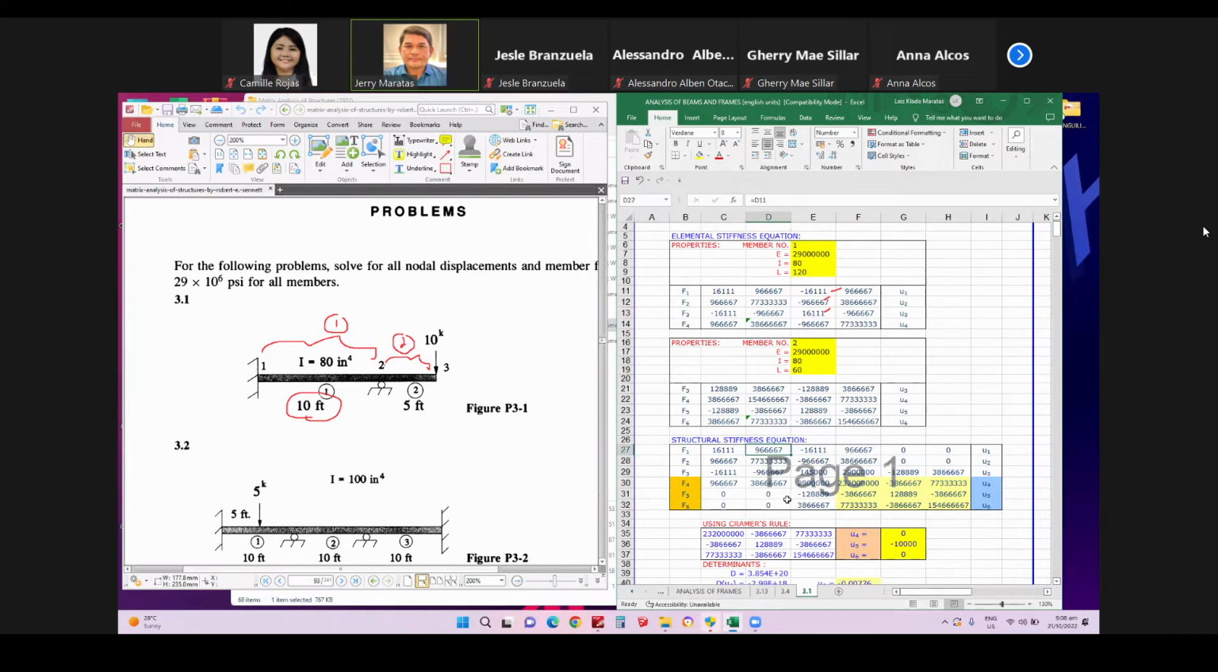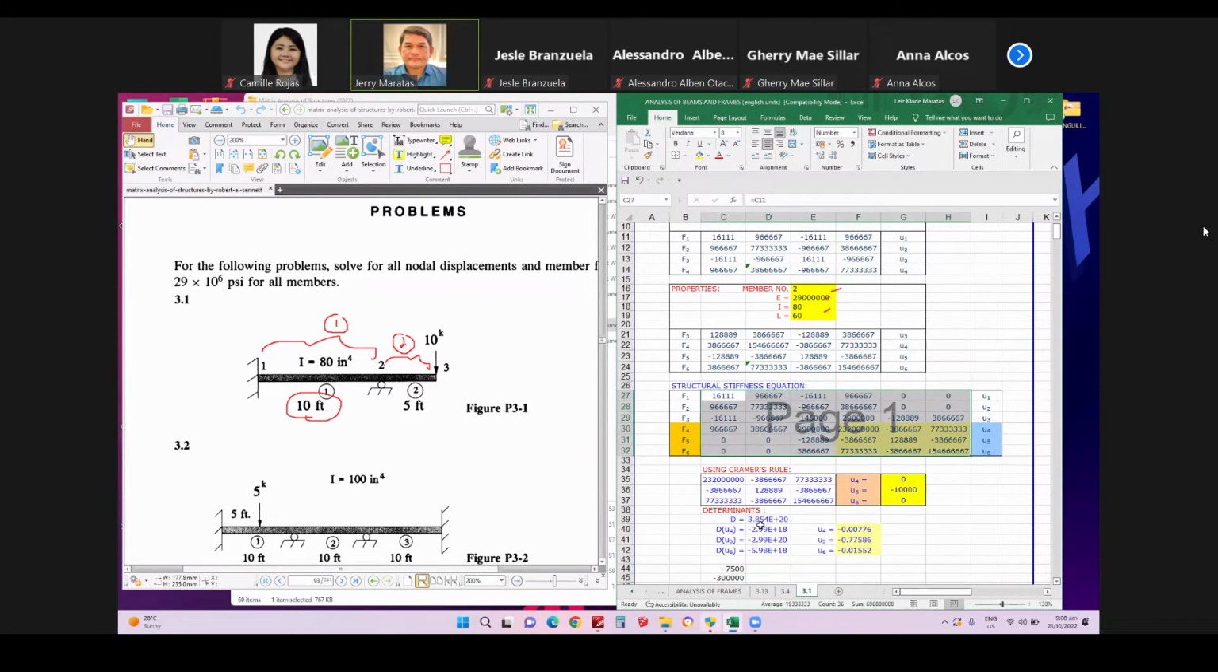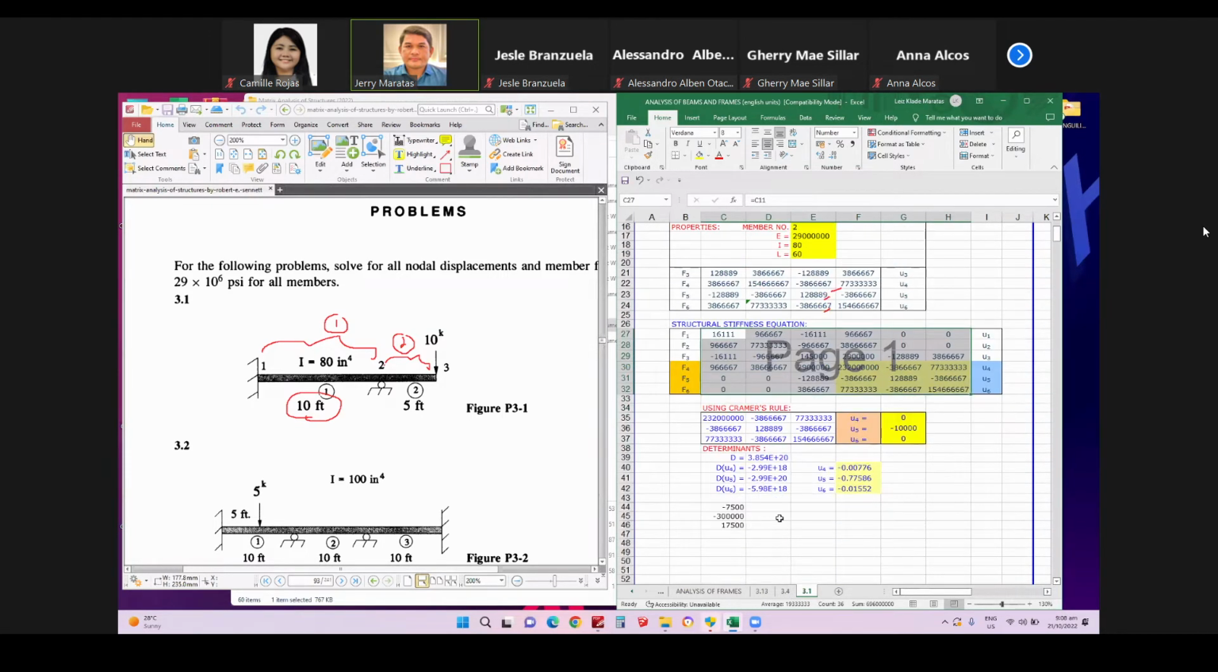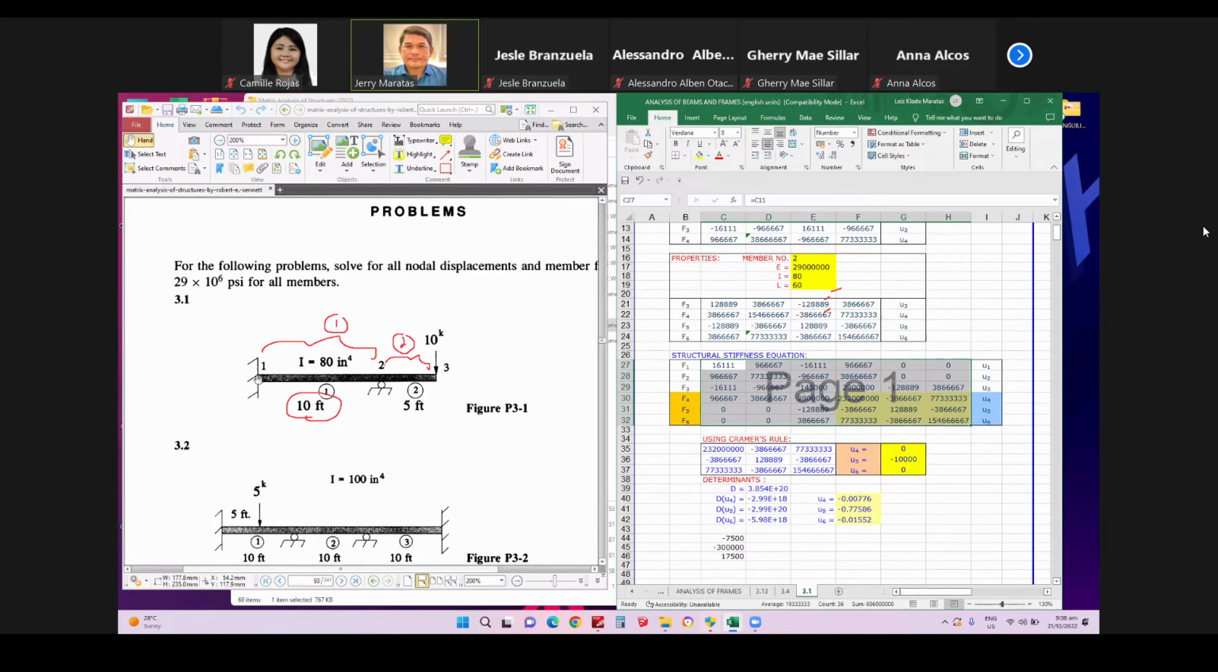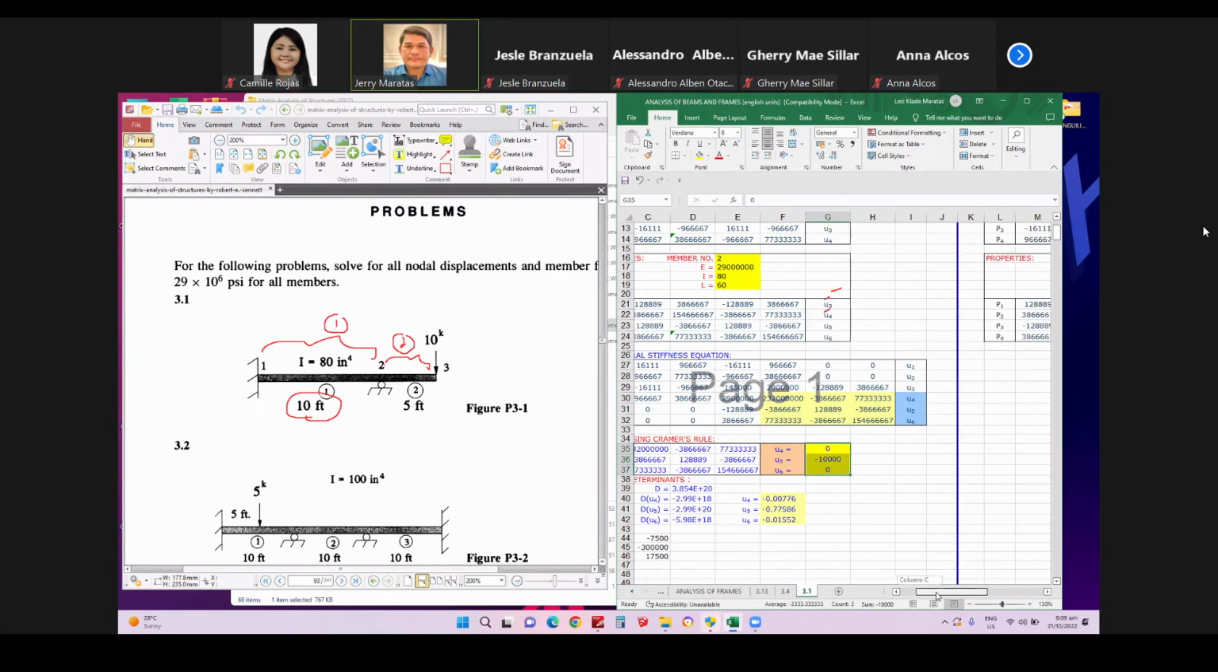Okay, so going back, we combine this. After that, you apply the boundary conditions to get the reduced stiffness matrix. Okay? It is now reduced. With these boundary conditions, 1 and 2 are 0 and 3 is also 0. So what remains are 4, 5, 6. After that, we can solve for displacements 4, 5, 6.